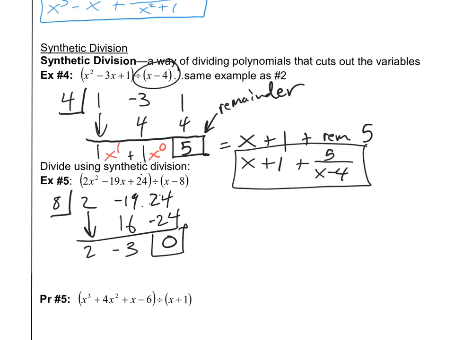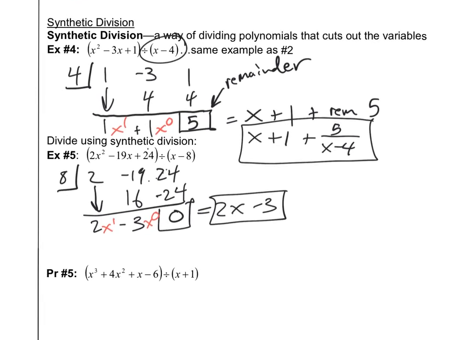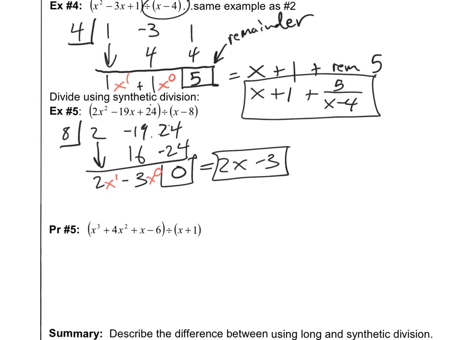Okay, remember this is going to be x to the 0, and this is going to be x to the 1. So if we were to simplify this, this is really just 2x minus 3. And the remainder is 0, so I don't have to worry about any weird fraction at the end or a remainder. It's just that. And we're done. 2x minus 3 is the answer. Pretty cool. Synthetic division is actually pretty nice. Just a good little skill to have in your back pocket for some problems.